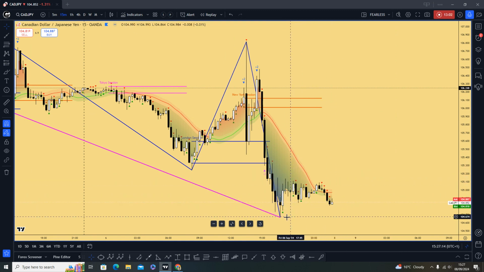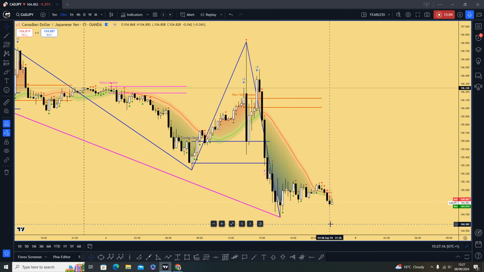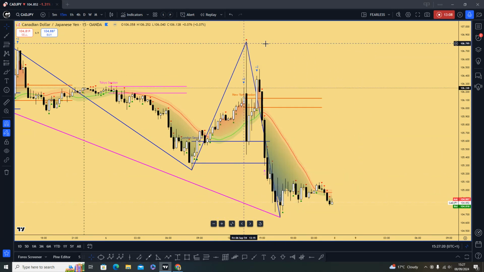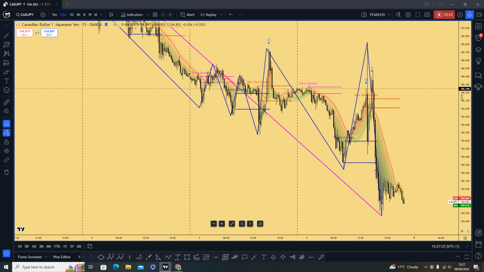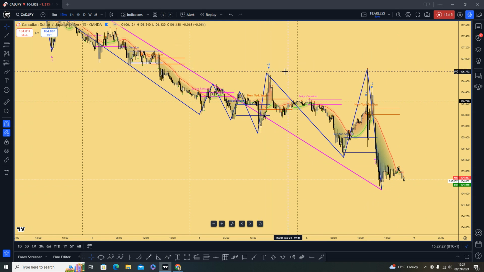As you can see, the pullback has already started on the 15 minutes chart. And what we are looking for is a break of this low, or price should rally and clear this high, then the picture becomes a little bit bullish again, then we can start to look for an opportunity above here. But buying the CAD yen below here is a no-no for us.